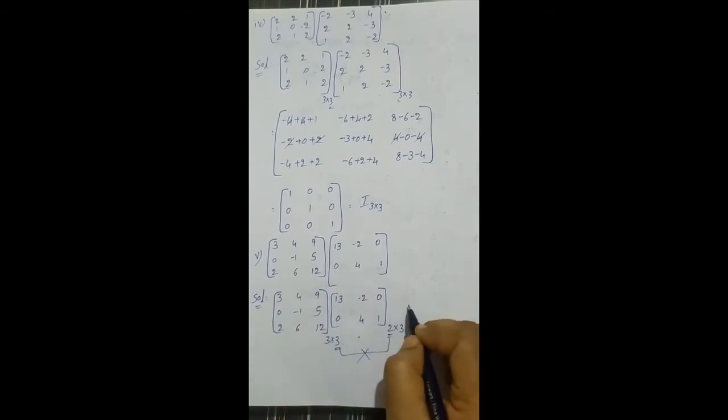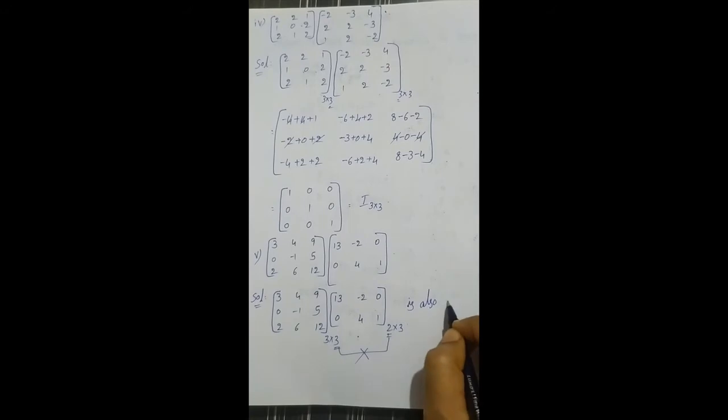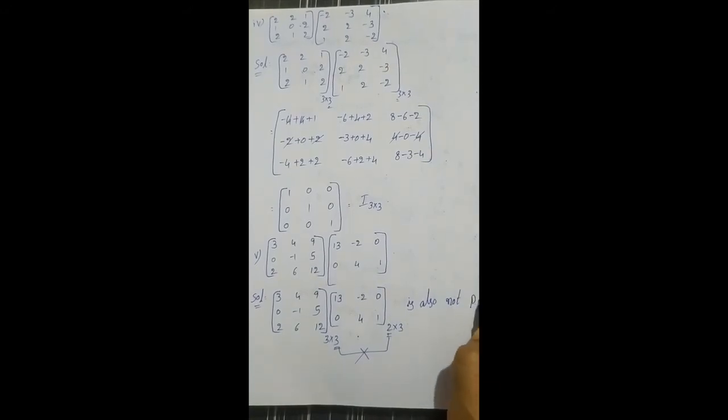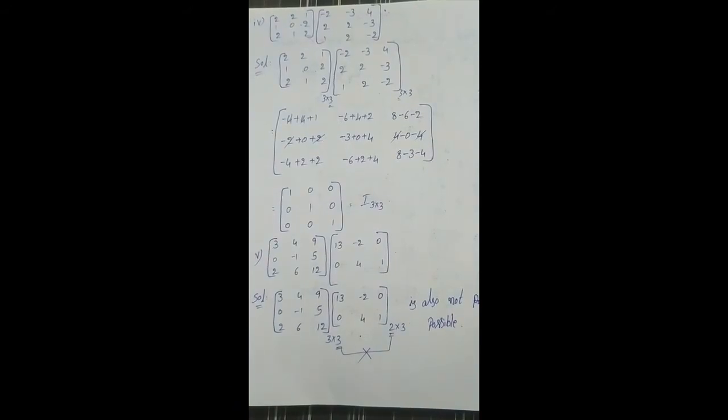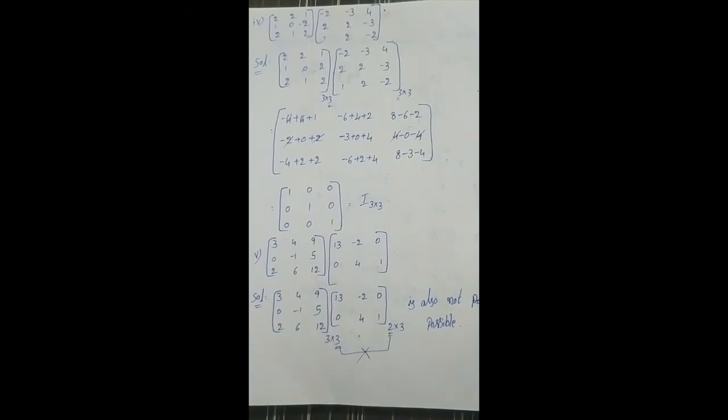Then this product is also not possible. Product is not possible because the number of columns of a first matrix and the number of rows of a second matrix are not equal, then the product is not possible. We will go to the next, sixth problem.